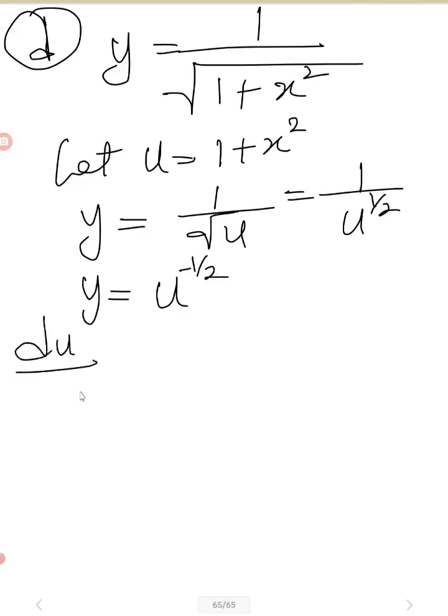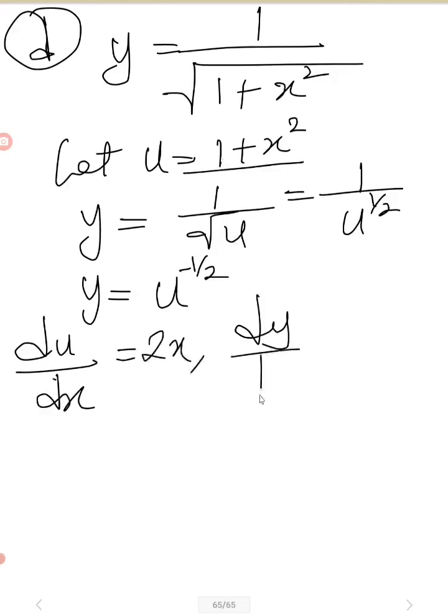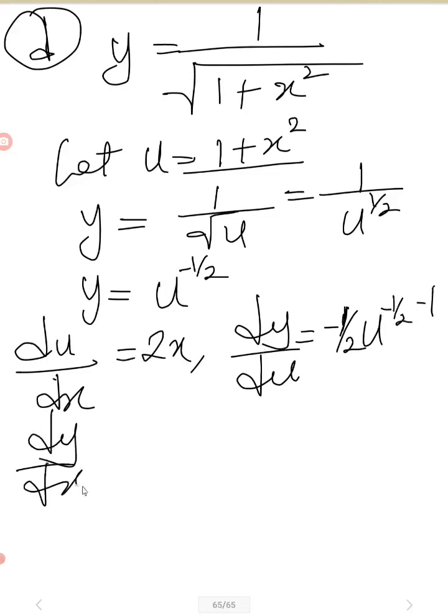So let's start differentiating now. Let's differentiate u with respect to x. If you differentiate this, 1 is a constant, so it gives you 2x. Then dy with respect to u gives us minus half u to the minus half minus 1. So dy with respect to u gives us minus 1 over 2 u to the minus 3 over 2. So these are the two values that we need at this junction.